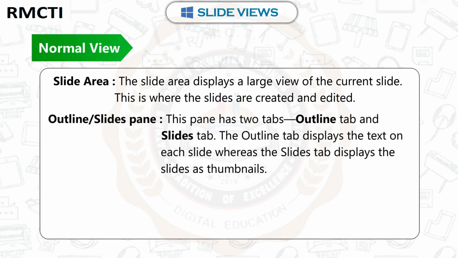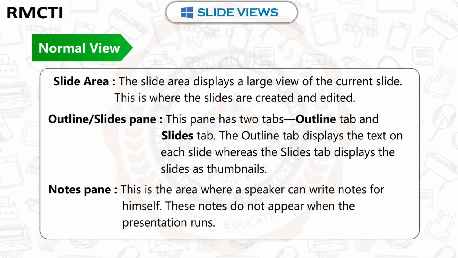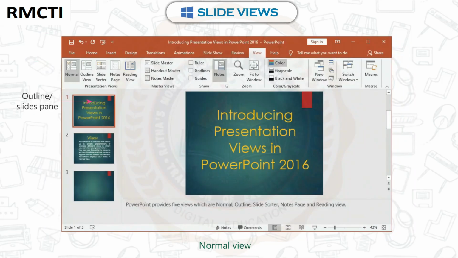Outline/slides pane. This pane has two tabs, Outline tab and Slides tab. The Outline tab displays the text on each slide, whereas the Slides tab displays the slides as thumbnails. Notes pane. This is the area where a speaker can write notes for himself. These notes do not appear when the presentation runs. Outline/slides pane, slide area, notes pane.